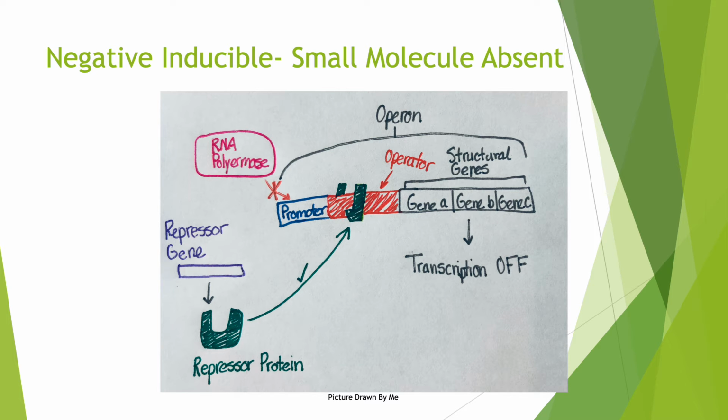Here's an illustration of the negative inducible mode in the absence of a small molecule. Some key features to notice on the operon is the promoter region, which is the landing pad for the RNA polymerase, and the operator region, which is where the repressor protein binds to the DNA. Also, note that the repressor protein comes from the repressor gene that encodes for it. So in this case, when the inducer, another term for a small molecule, is absent, the repressor protein is able to bind to the operator. This inhibits transcription from occurring by blocking the RNA polymerase from moving down the DNA, meaning transcription is off.